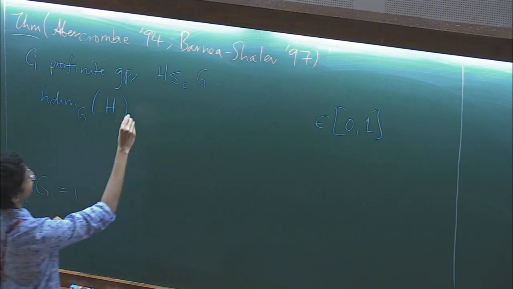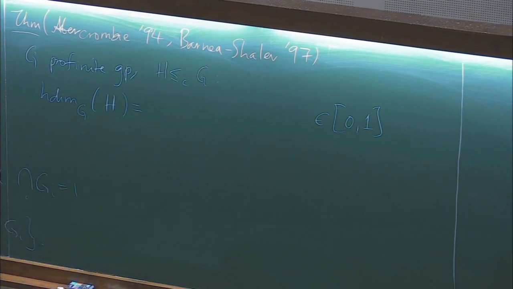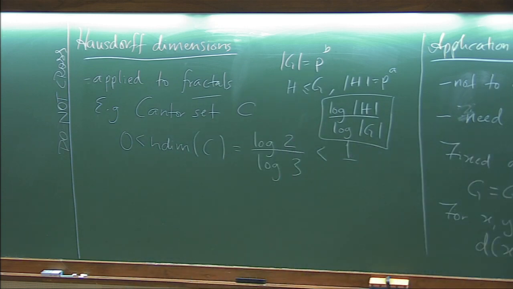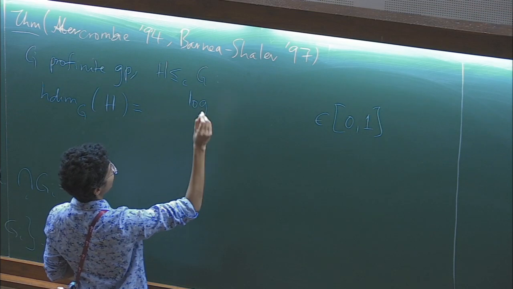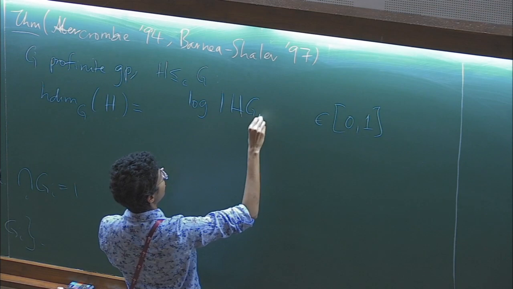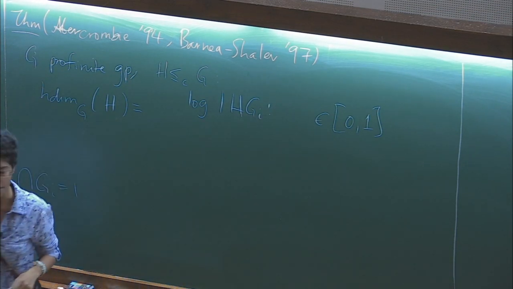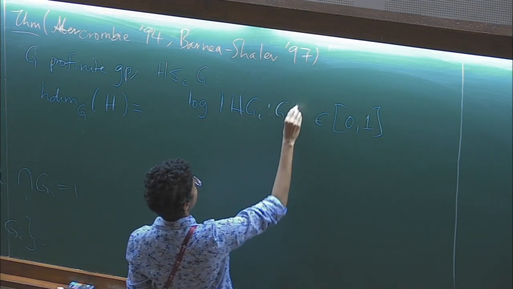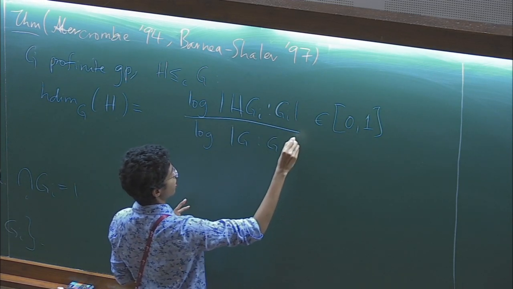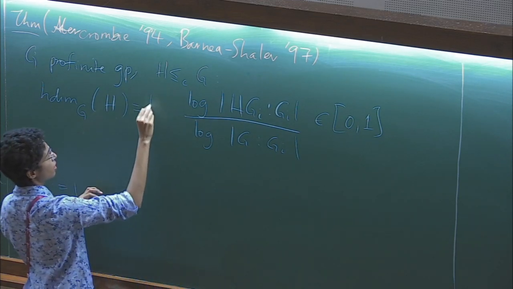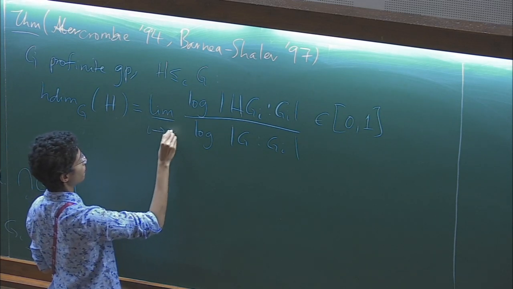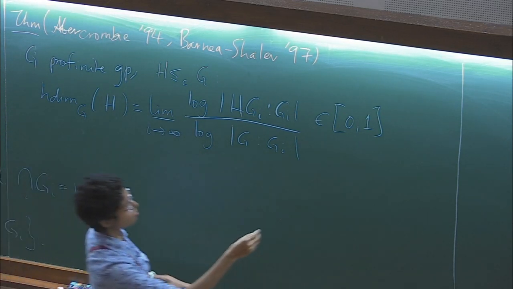So what's the formula? Bearing in mind we have this kind of natural logarithmic fraction for finite groups, it's going to look similar. It's as follows: log of the index of the subgroup H times G_i from your filtration series, over log of the index |G : G_i|, and then you want not the normal limit, you want what's called the lower limit, which I'll recall now.